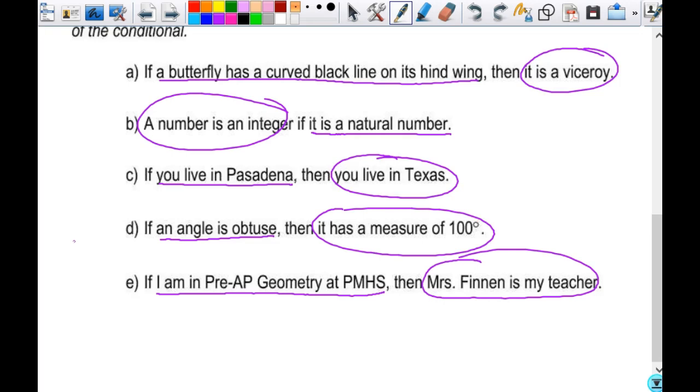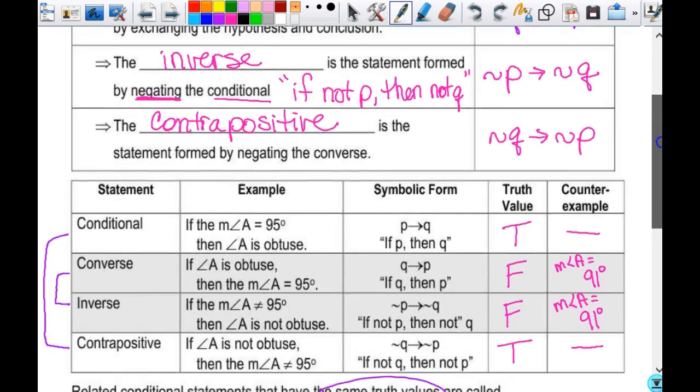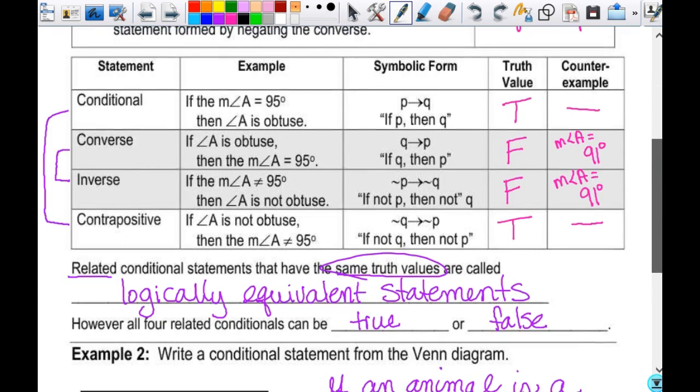If a butterfly has a curved black line on its hind wing, then it is a viceroy. That's true, okay? So then if a butterfly is a viceroy, then it has a curved black line on its hind wing. That's true. That would be a true, true. Okay, so there's lots of different combinations of what could happen there. Does that make sense? Okay, good. All right, so then back over here, we had the converse, inverse, contrapositive. Make sure we understand this notation and all that good kind of stuff, right?